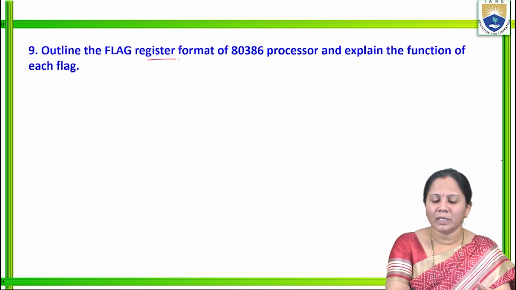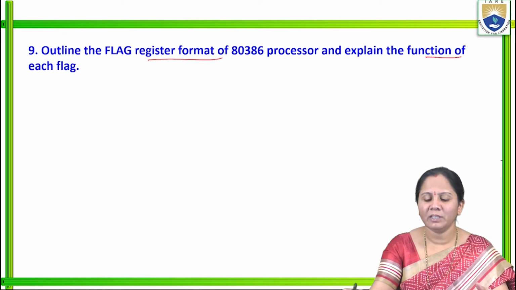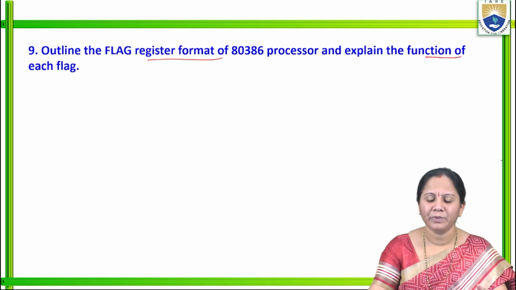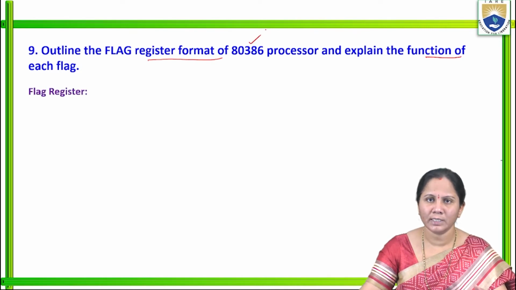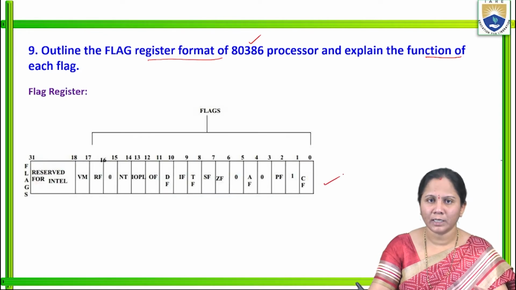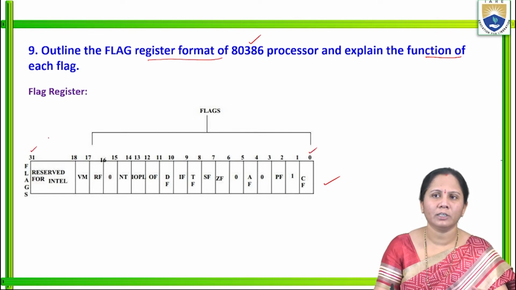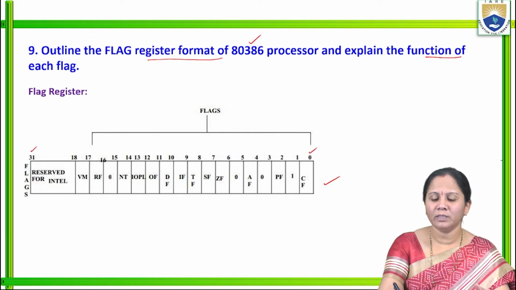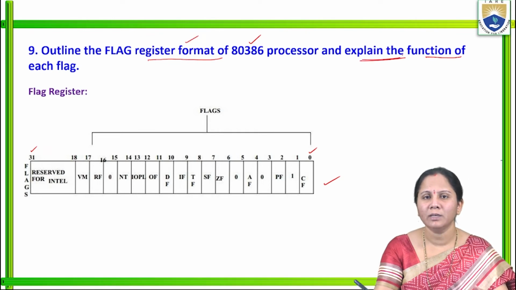Next, outline the flag register format of 80386 microprocessor and explain the function of each flag. That means we have to first draw the flag register format of 80386. And this is the flag register format. It is 32-bit. So if you see here, 0 to 31, these are the 32 bits. After drawing the flag register format, we have to explain the function of each bit.